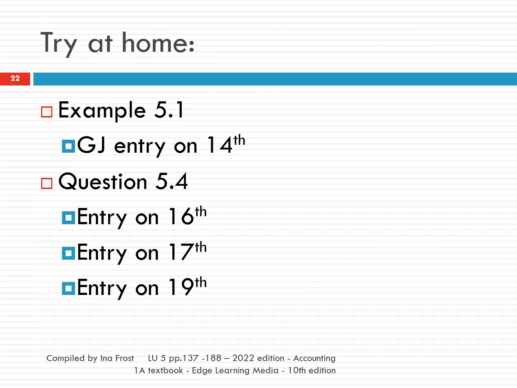Again, you can go and practice at home, either from your entries from example 5.1, or you can continue with question 5.4, where there are 3 entries dealing specifically with settlement discounts received from creditors. As I said earlier, remember your answers are at the back of your textbook in Annexure A.